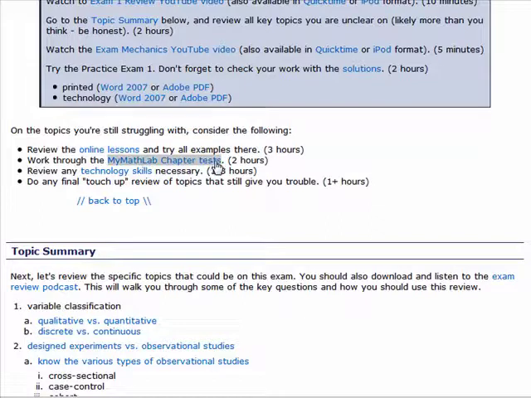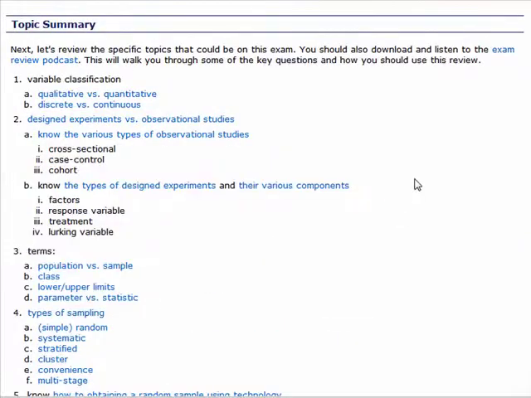Do not start there and focus on those. My questions will be worded differently. They'll be more like the questions in the online lessons and in the practice exam. But this can be a way to look at some of the areas that you're weakest on. Then you can spend some time reviewing technology skills. So let's go through the topic summary and talk about types of questions.